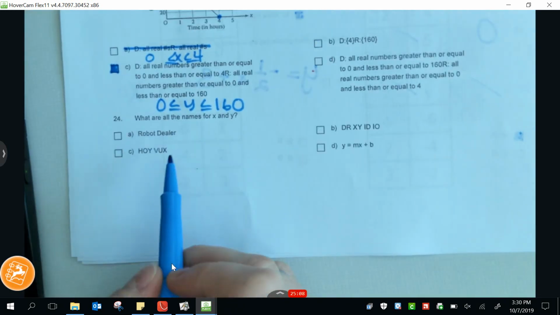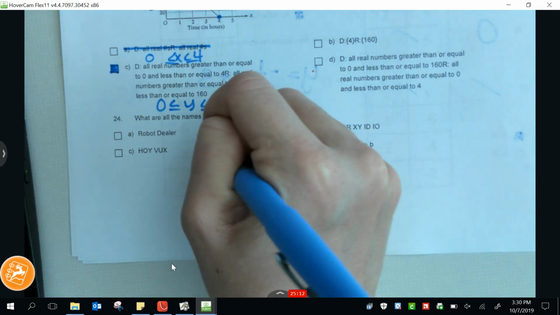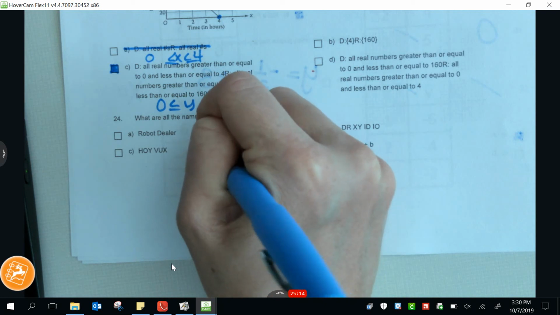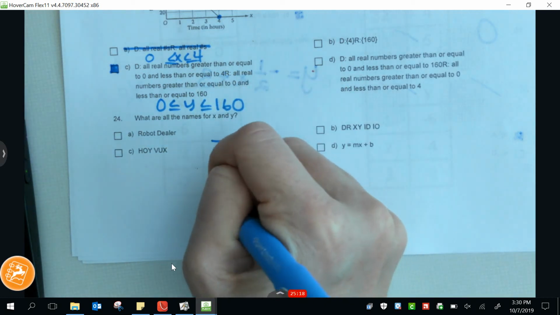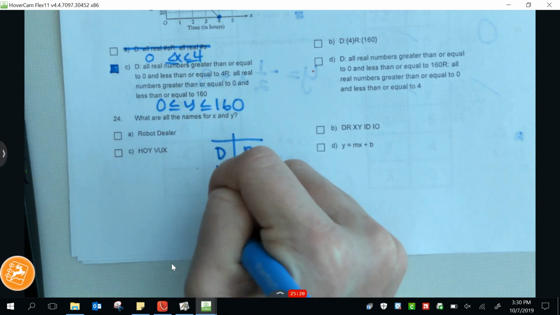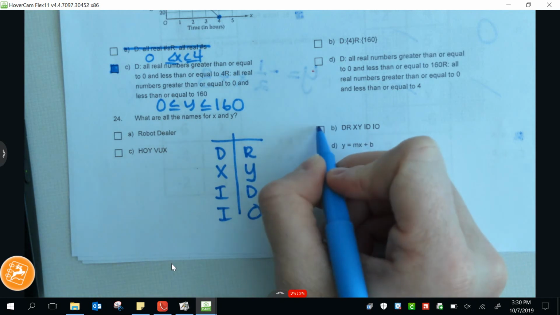Last one. What are all the names for X and Y? That's my cute doctor. Dr. XY needs an ID to get in and out. He is the cutest doctor around, I'm telling you. So that would be this one.